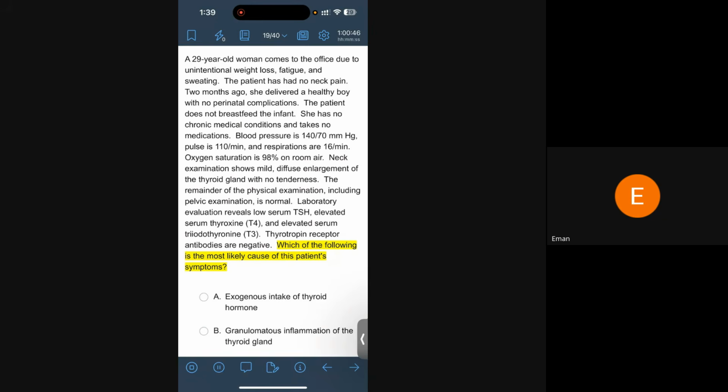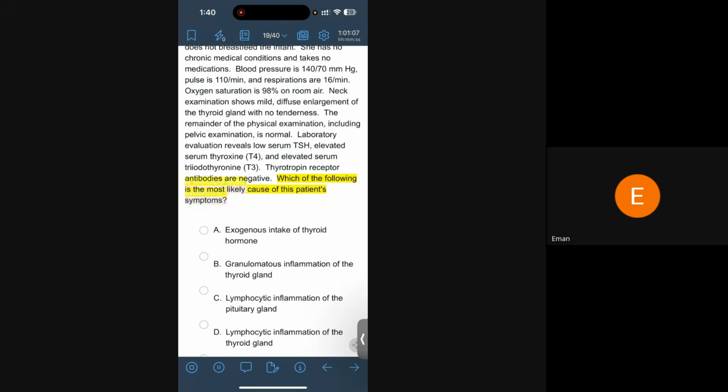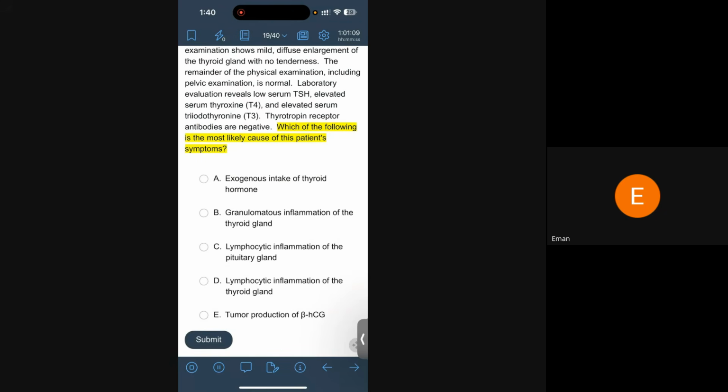Blood pressure 140/70, pulse 110. Neck examination shows mild diffuse enlargement of the thyroid gland. There is a goiter there. Low serum TSH, elevated serum thyroxine, and elevated serum triiodothyronine. Thyroid receptor antibodies are negative. What is the diagnosis here?